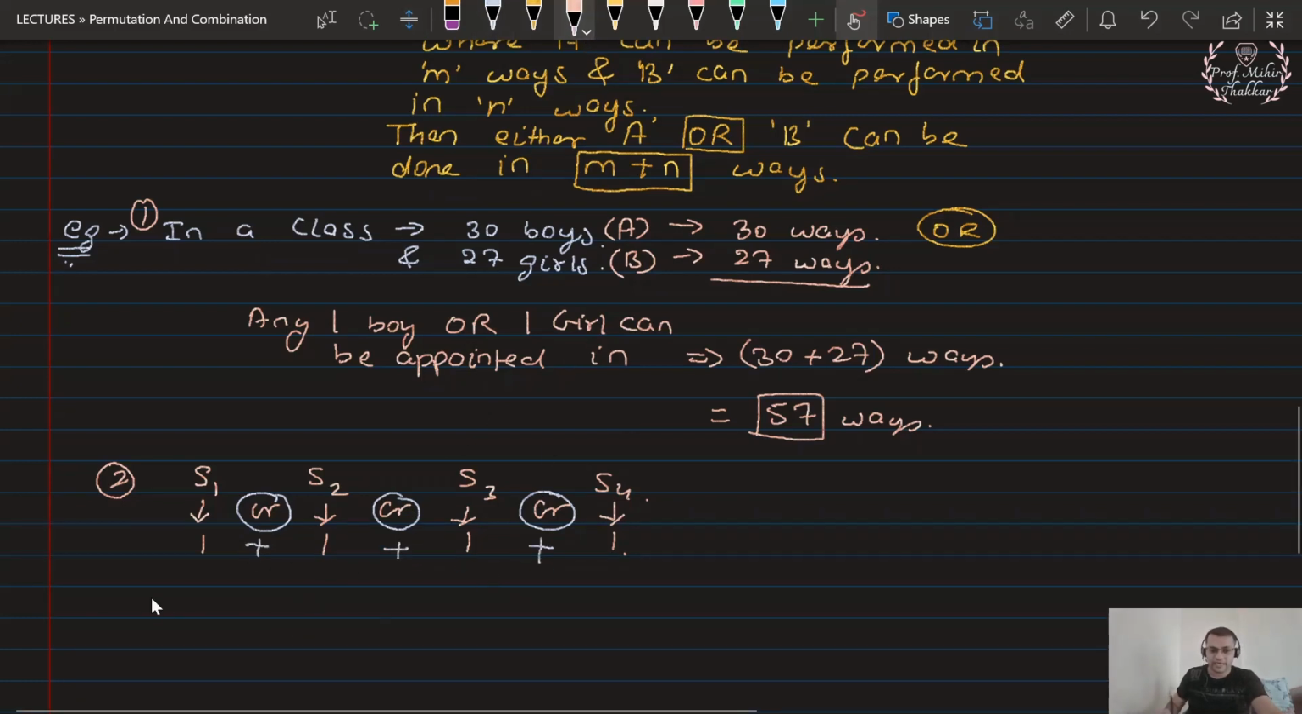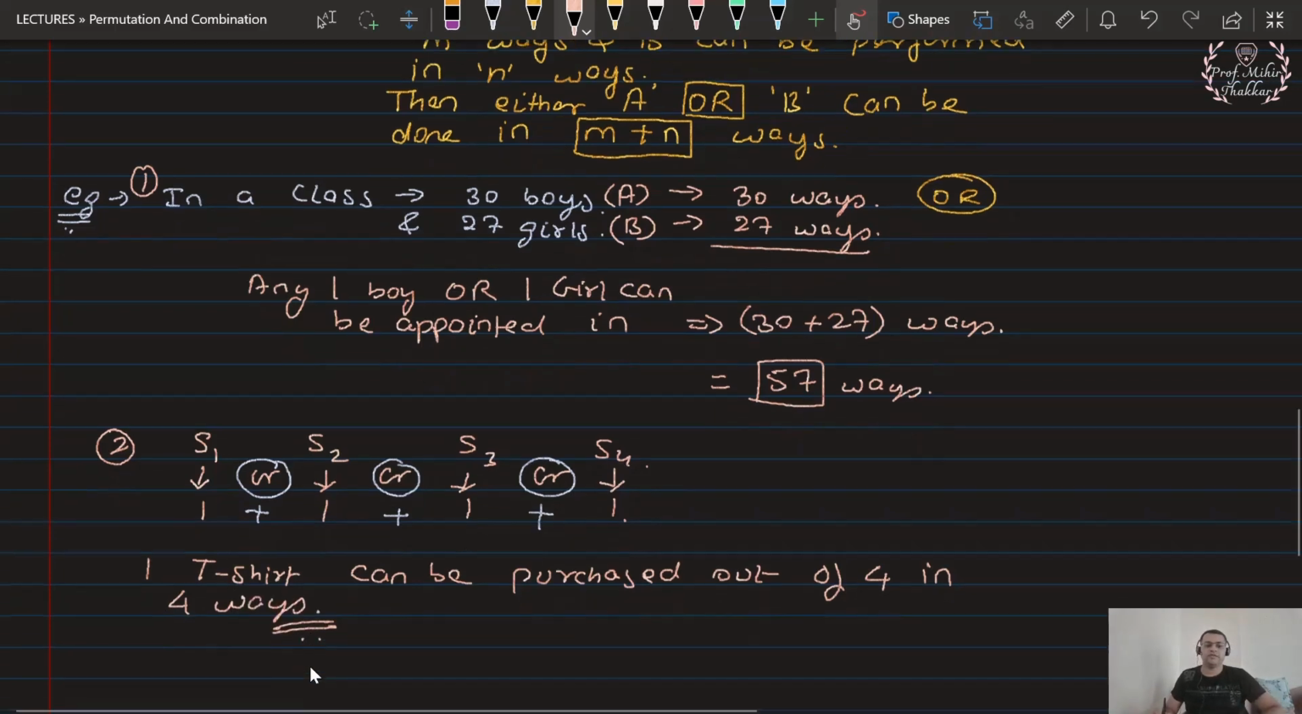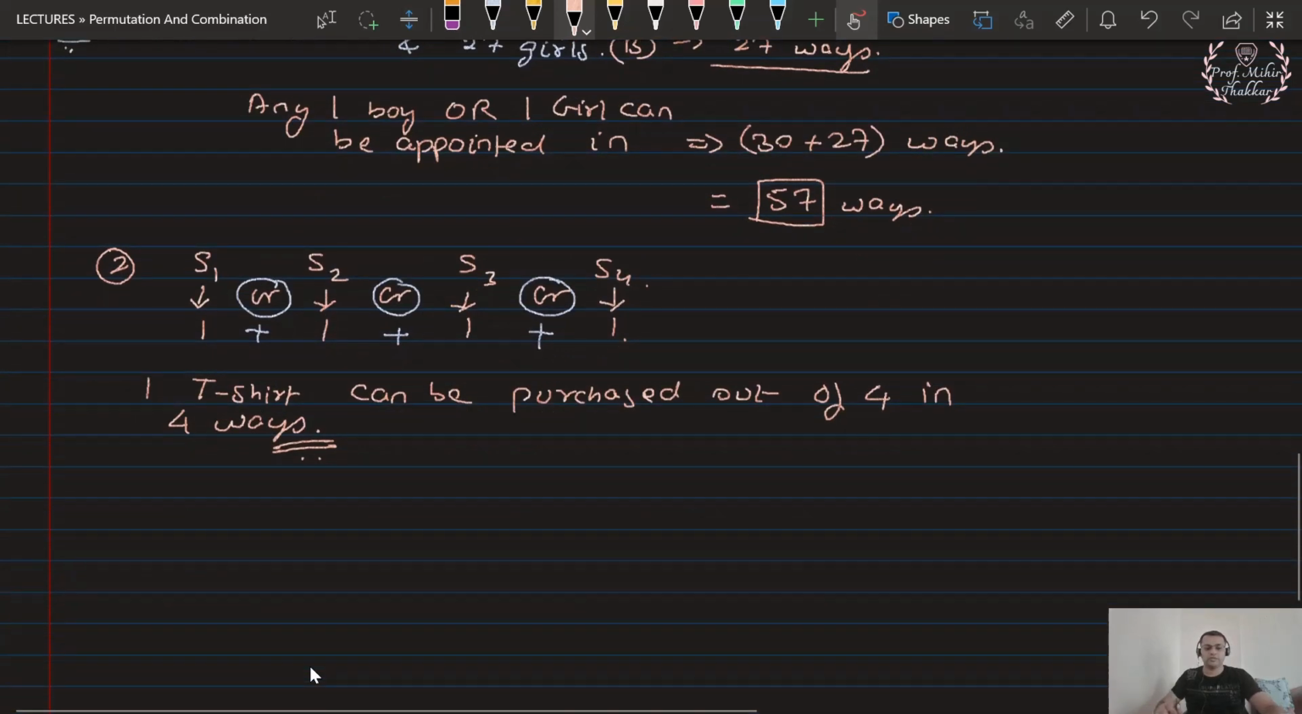So in fact, I will say one t-shirt can be purchased out of 4 in 4 ways. So this is one very important point that we need to remember when we are talking about the addition principle.